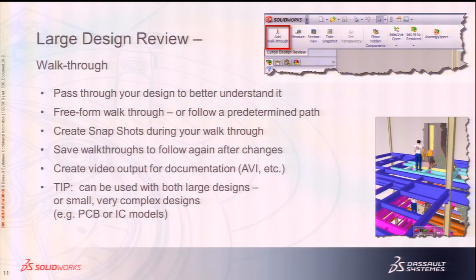So in other words, if we go through today, we walk through a machine and we check it out, record our path. If we identify work that needs to be done, changes maybe that need to be made, then we can come back next week and walk through it again and see if the changes were made to our satisfaction.